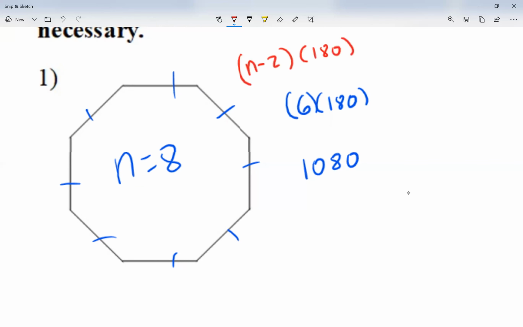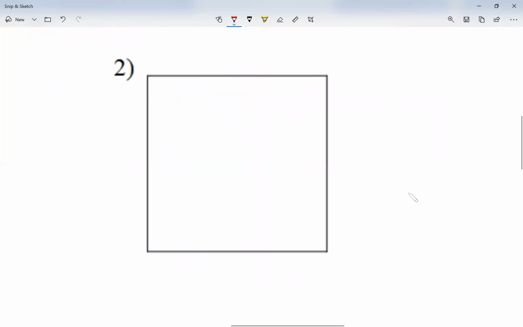If I break my polygons into triangles, I'm always going to break it into 2 triangles less than the amount of sides. Right? In this example, we had 8 sides and I broke it into 6 triangles. If I count a figure that has 12 sides, I'm going to break it into 10 triangles. It is always 2 less. So I'm just going to count the amount of sides minus 2 times 180. Having that said, let's take a look at question number 2.